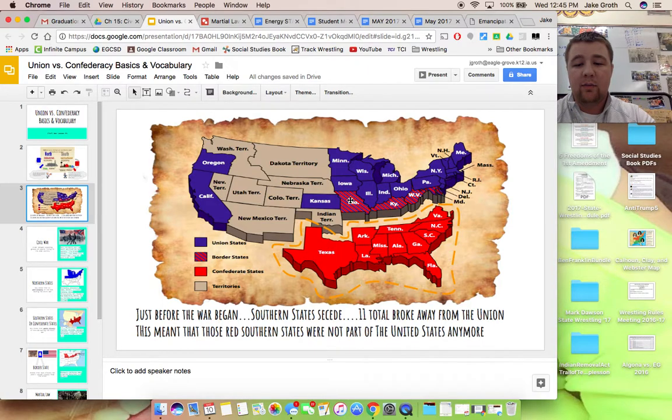Kentucky, Maryland, and Missouri were kind of forced a little bit, you could say, by martial law and standing troops to side with the Union. But they eventually did side with the Union, and we call those border states because they're on the border between the Union and the Confederacy. Pretty simple. So southern states seceded, which means they broke away from the United States. 11 broke away total, and that meant those red states were no longer part of America. Boom. You broke up with me. Sad.